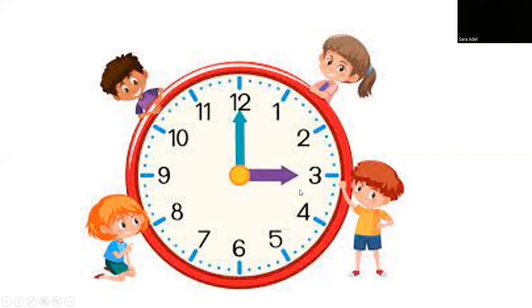The small hand is called the hour hand, and the big hand is called the minute hand. Any clock has two hands. The small hand is called the hour hand and the big hand is called the minute hand.